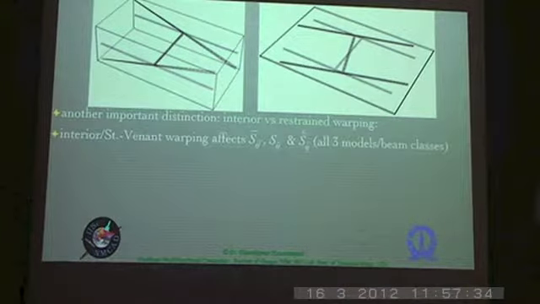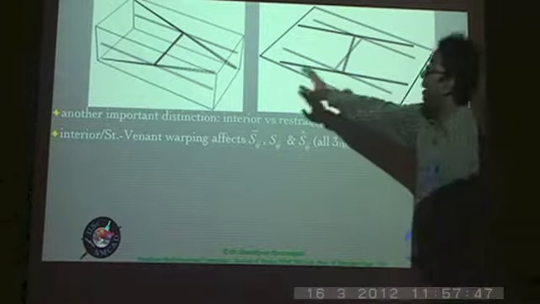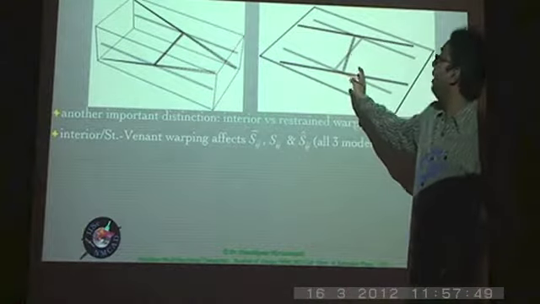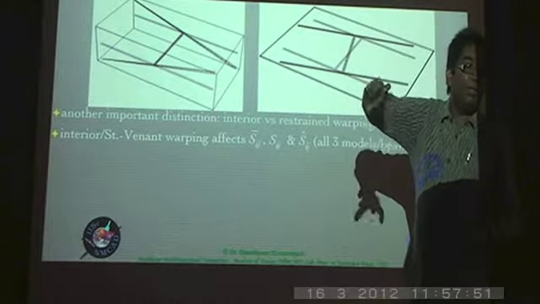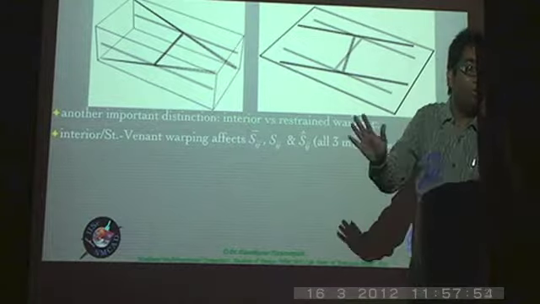So I cannot visualize what is restrained warping. Here what is happening is the cross section is coming out, suppose this is coming out, that's one. But what is happening here is it looks like torsion, this one. No, these are not like two examples of interior and restrained warping. This is basically what happens with respect to the I section in terms of warping itself.